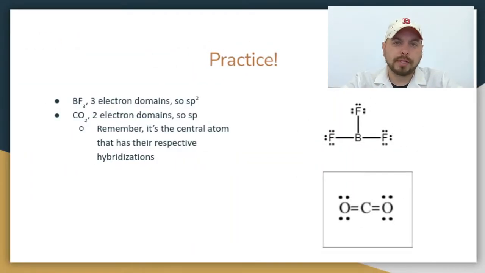So with four domains, it's sp3 hybridization. But let's look at boron trifluoride, BF3. Well, BF3 has three domains due to three bonding domains, which means that we are going to look at this as being sp2 hybridization. And carbon dioxide, CO2, only has two domains. Therefore, carbon dioxide only has sp hybridization. Again, it's always based around the central atom. So when I say the molecule has hybridization, what I'm really saying is it's the central atom with that hybridization of sp3, sp2, or sp.